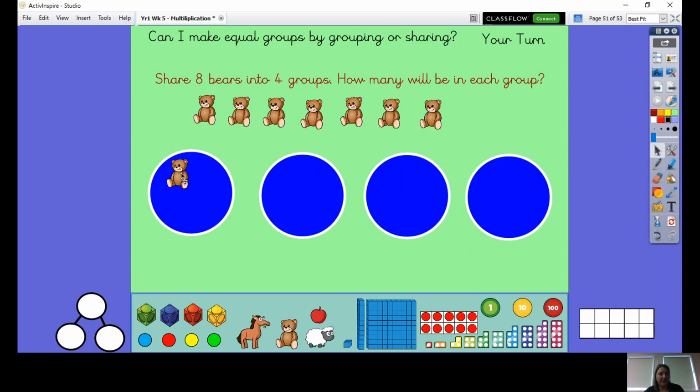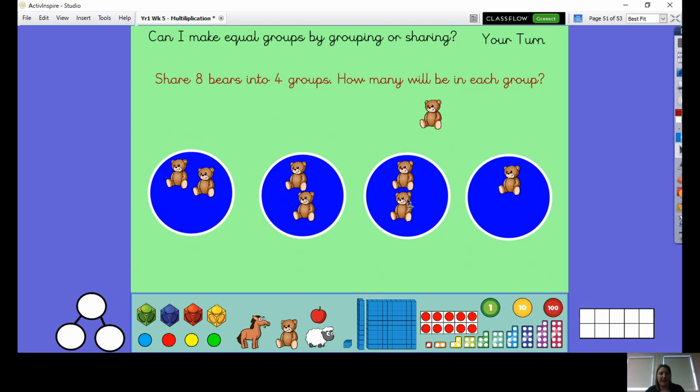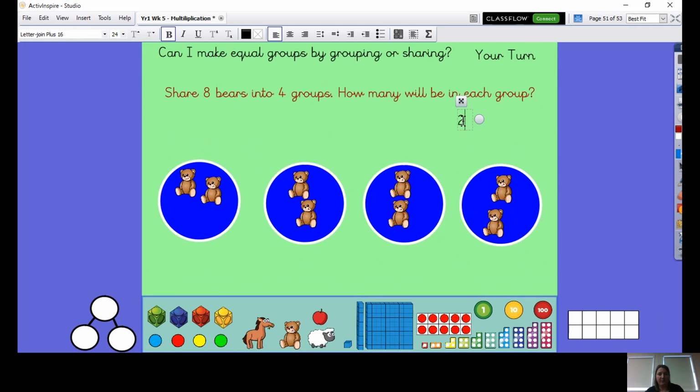Okay, so hopefully you went 1 there, 1 there. So even if I think I know how many are going to be, I'm doing it one at a time. So now I'm going back to the beginning, going 1 on there, 1 on there, 1 on there, and 1 on there. So how many will be in each group? Each group has got 2. So my answer is 2.